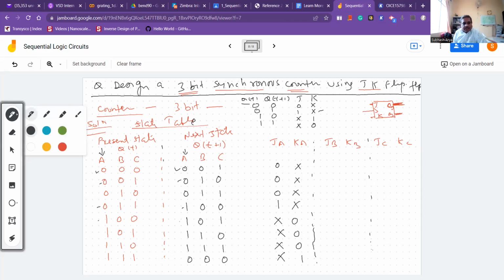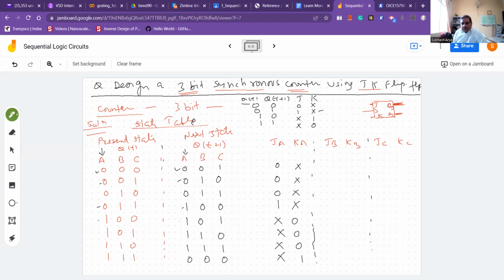Now similarly go for the second flip flop, that is QB of t with QB of t plus 1. So the middle line. We have to consider these two. So 0, 0: we fill up 0 cross. Then 0, 1: 0, 1 is 1 cross. 1, 1: 1, 1 is cross 0. Cross 0. And 1, 0: 1, 0 is cross 1. Cross 1. Next is 0, 0. 0, 0 means 0 cross.